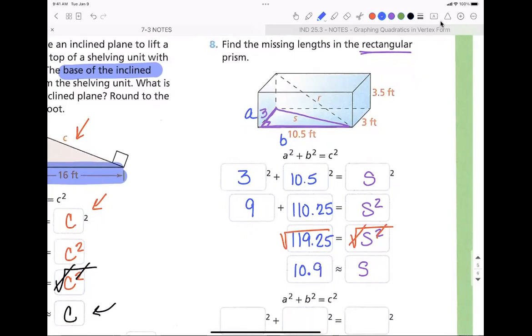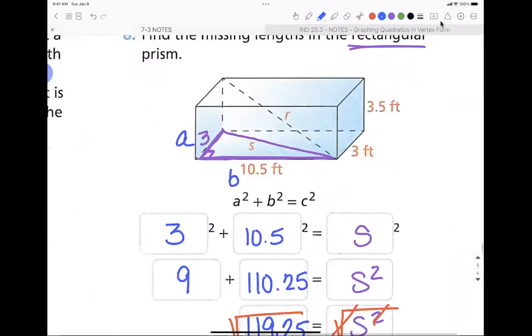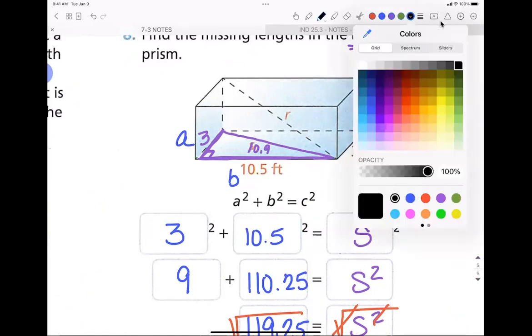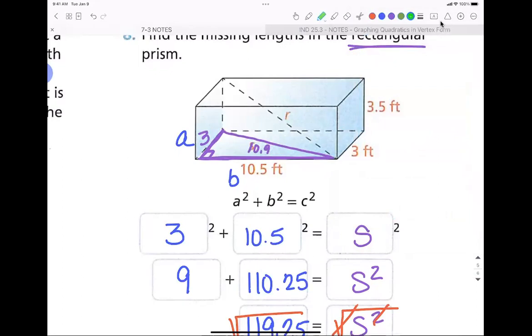Yep. All right, so 10.9. So what that means is that if I come in here where S was, I'm going to write 10.9 for that length. You guys tell me if this shows up on the screen. I'm not sure if it does. Now I need to find R. And R is a line that slices through the 3D prism. And the two sides that make up the legs of this R are this and this, the one we just found.